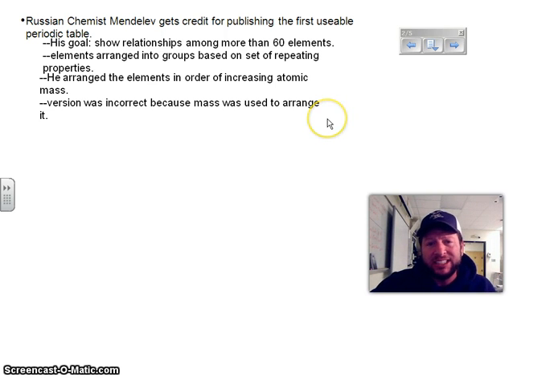Okay. Now Mendeleev arranged, like I said before, he arranged the elements in the order of increasing atomic mass. Now his version was incorrect because he used mass to arrange it. Now when I say it's incorrect, later on other scientists came through and came up with their own periodic table, and they arranged it by something else, and that proved Mendeleev's idea of arranging it by atomic mass incorrect.